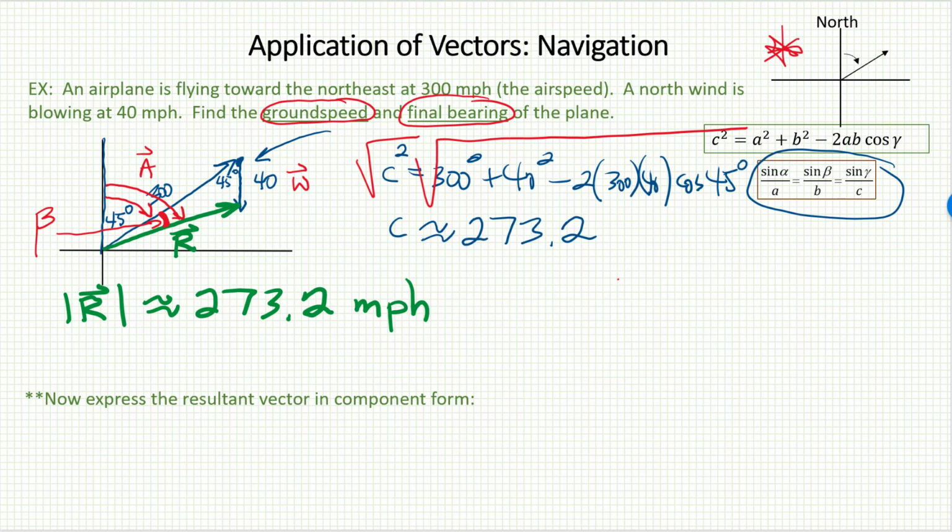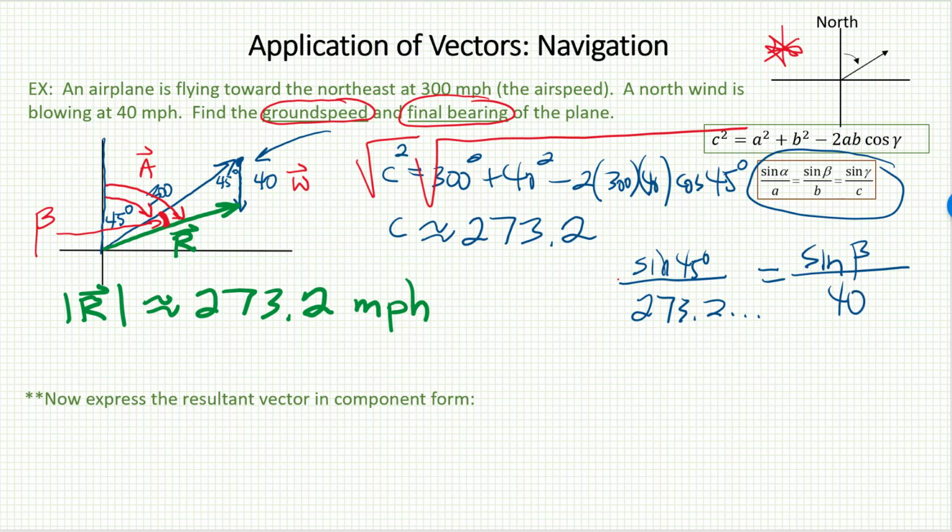What pair do I know? Let's see. I know the 45 degree and 273.2 pair. So that would be sine of 45 degrees divided by its opposite side, the 273.2. Now that is a rounded number, I'm going to remind myself of that. Equals sine beta divided by b, which was 40.